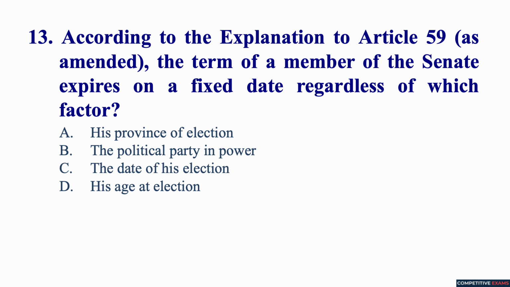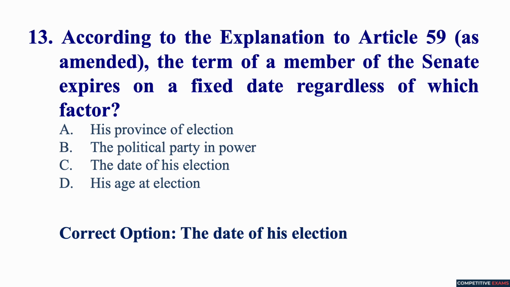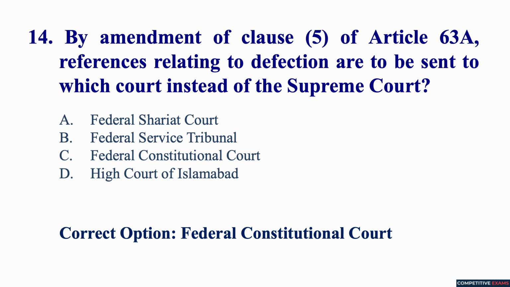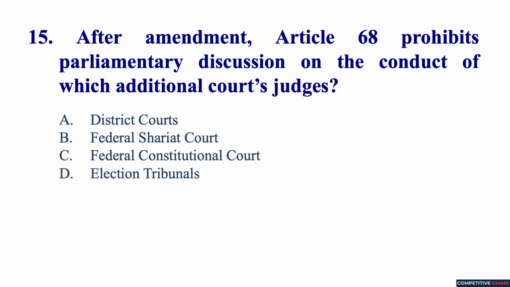According to the explanation to Article 59 as amended, the term of a member of the Senate expires on a fixed date regardless of which factor? The date of his election. By amendment of Clause 5 of Article 63A, references relating to defection are to be sent to which court instead of the Supreme Court? Federal Constitutional Court.